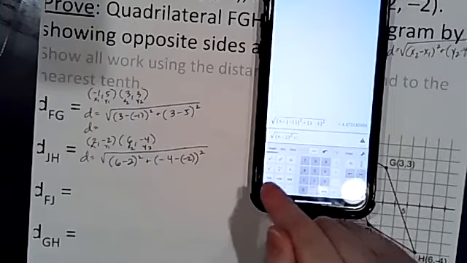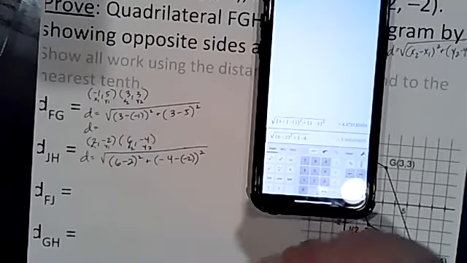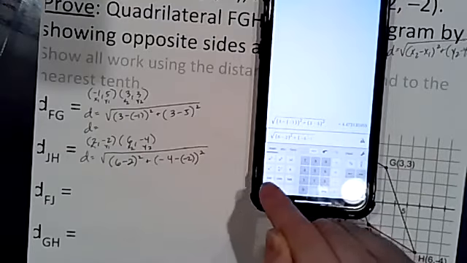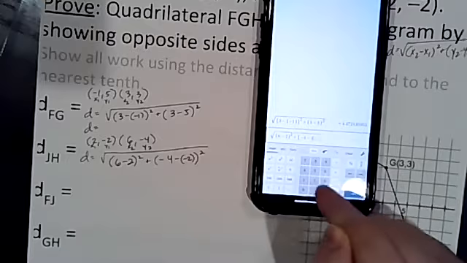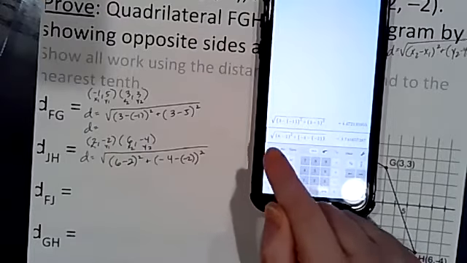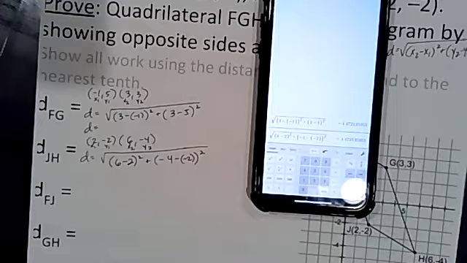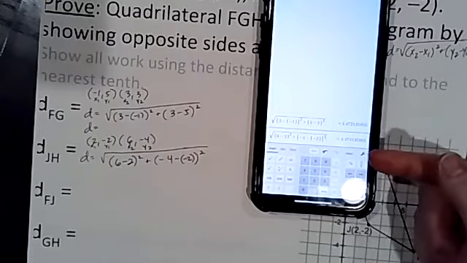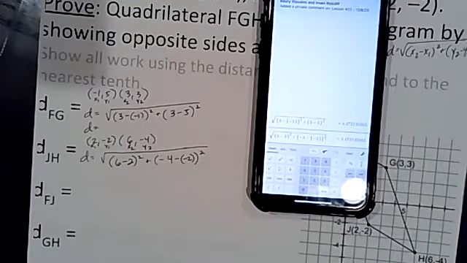plus -4 minus, we got those 2 parentheses again, all right? -2, close it again and square it. And then we have our 2 distances. So my second distance is also 4.47.